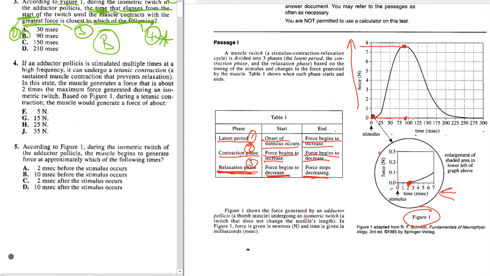Number 4. If a thumb muscle is stimulated multiple times at a high frequency, it can undergo a tetanic contraction, a sustained muscle contraction that prevents relaxation. In this state, the muscle generates a force that is about 2 times the maximum force generated during an isometric twitch. Based on figure 1, during a tetanic contraction, the muscle would generate a force of about.